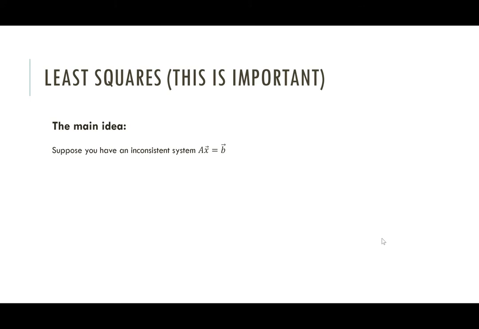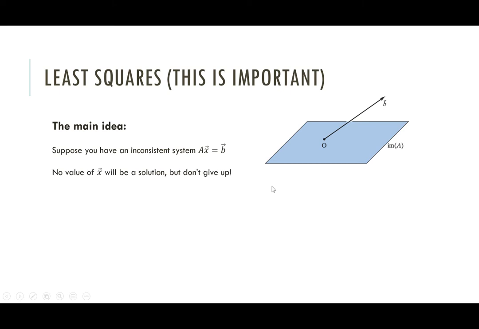Suppose you have some inconsistent system, like Ax equals b, but there's no solution x to this. Geometrically, we think of this as, okay, you've got the image of A, and if b is some vector that's not in the image of A, then Ax equals b is never going to have a solution because Ax is always going to be in the image. So no value of x is going to be a solution, but this is a common theme of least squares: don't give up.